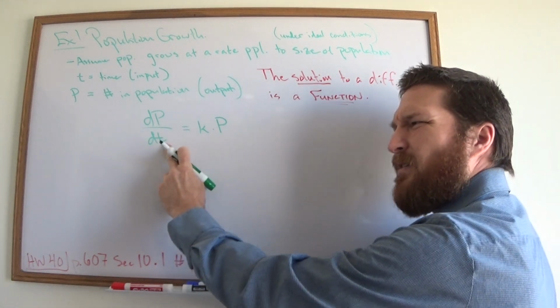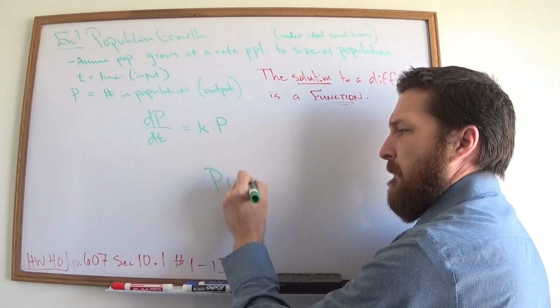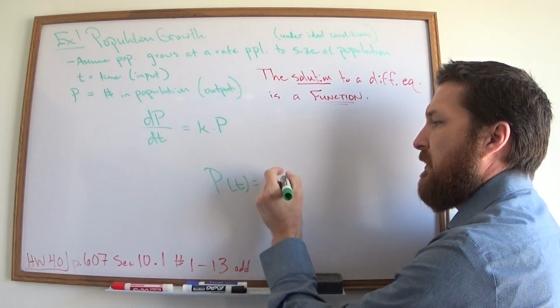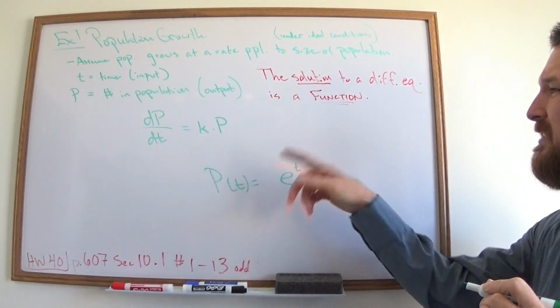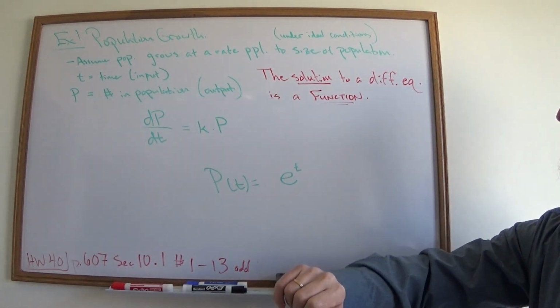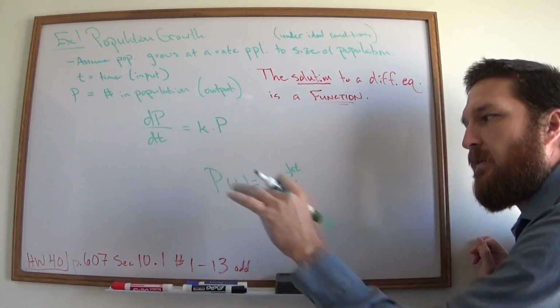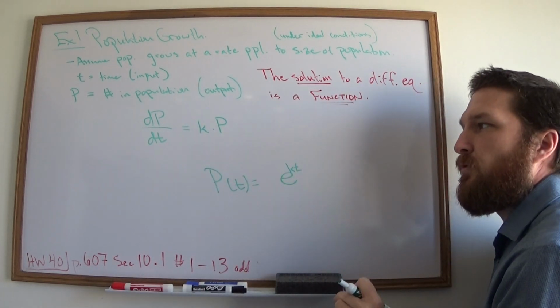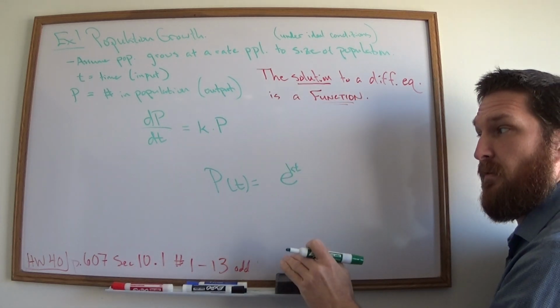But e to the x or e to the t. So I'm thinking here, this function should be e to the t, but then it looks like when I take the derivative of it, a k pops out. Yeah. E to the kt should do, let's just see what happens. This looks like a solution to this differential equation. Let's check it and see if it is a solution.